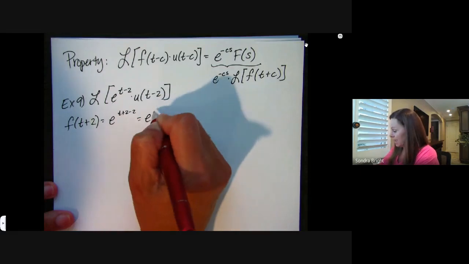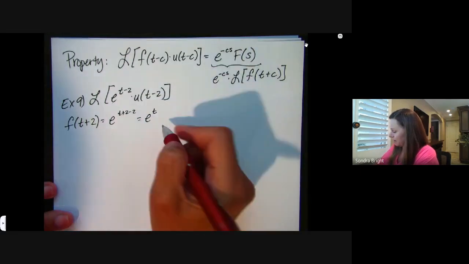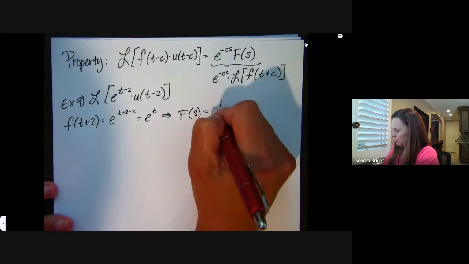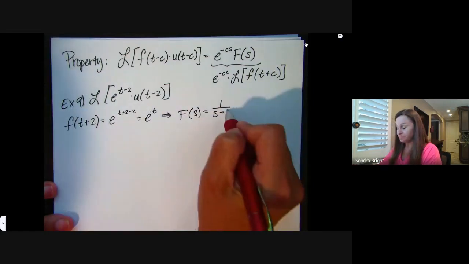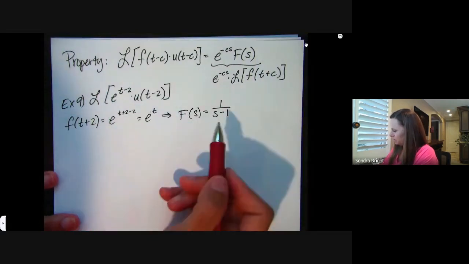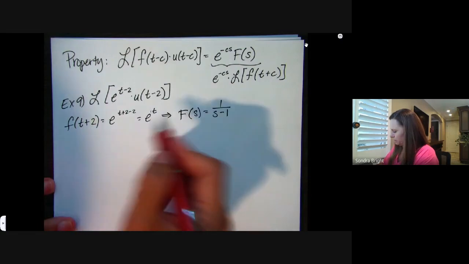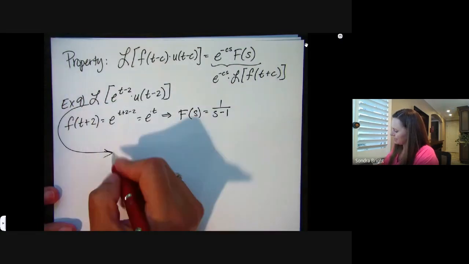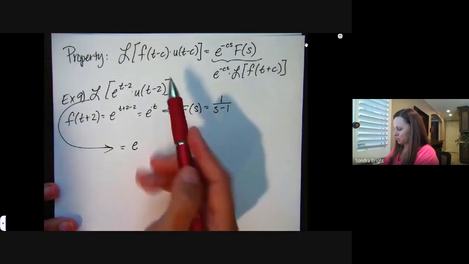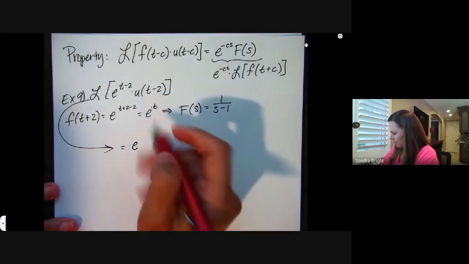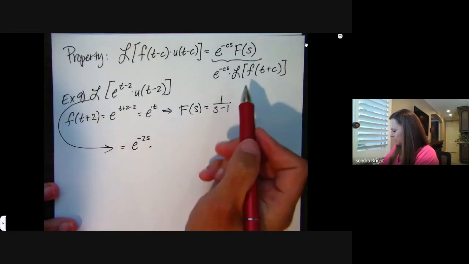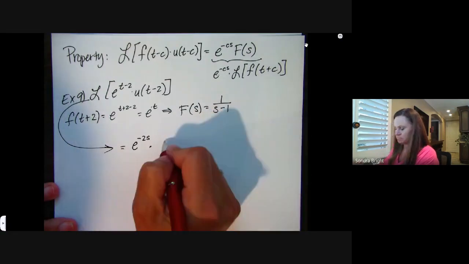So that means your big F of s will be 1 over s minus 1. So this Laplace transform is equal to e to the negative cs. Your c is 2, so it's negative 2s, times big F of s, which is 1 over s minus 1. There's your answer.